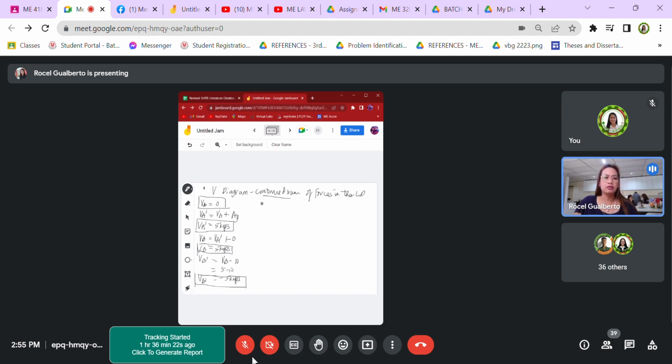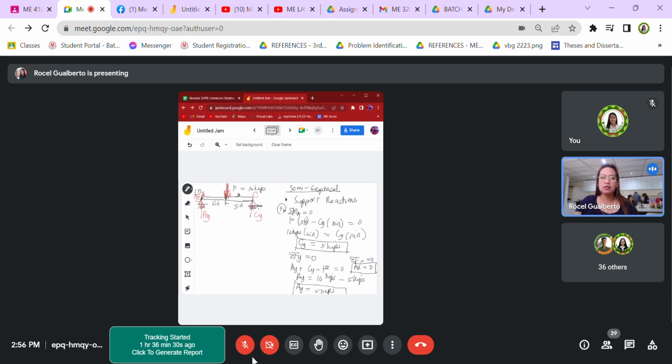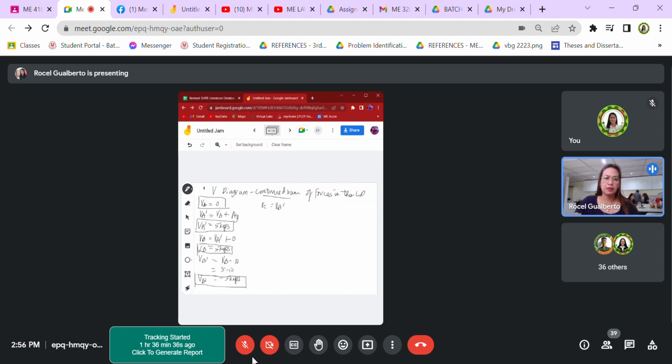Okay? O, anong sunod? V of C. That would be V of B prime. B to C, tingnan po natin kung may load in between. From B to C, wala pong load doon. So, plus 0. Therefore, V of C would be negative 5 kips. And then finally, V of C prime. That would be V of C.